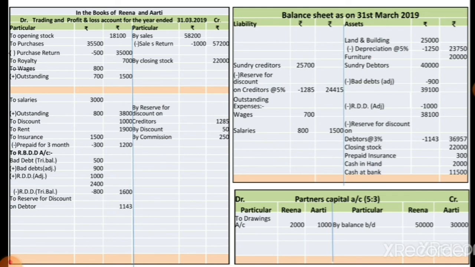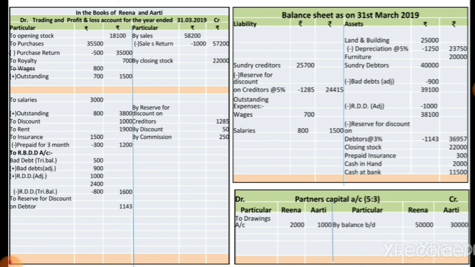Next is the sixth adjustment, depreciate the land and building at the rate of 5%. Now we charge the depreciation on land and building, which is a fixed asset. In the inner column we already recorded the amount of land and building as rupees 25,000. So we calculate the 5% depreciation on that. So how is it calculated? 25,000 into 5 divided by 100. So we get the depreciation amount, that is 1,250, that is 12 months depreciation.